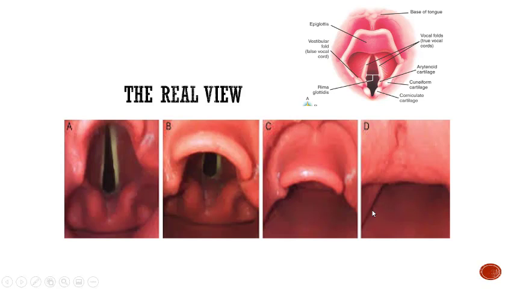Again, this is the same diagram with the real structures. You can see this is with the epiglottis down, kind of covering that opening to the trachea, and then it's getting lifted up and moved out of the way, and then that would be where you put your endotracheal tube into the trachea.